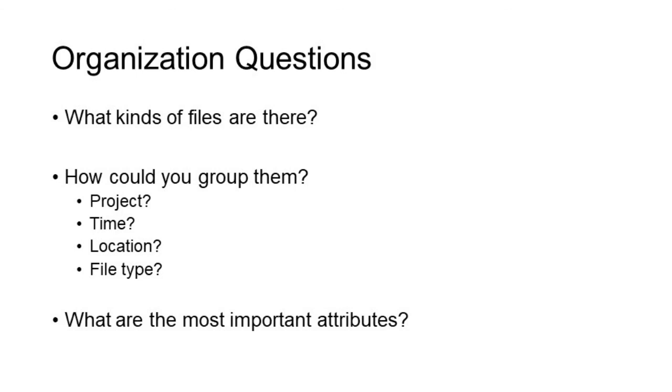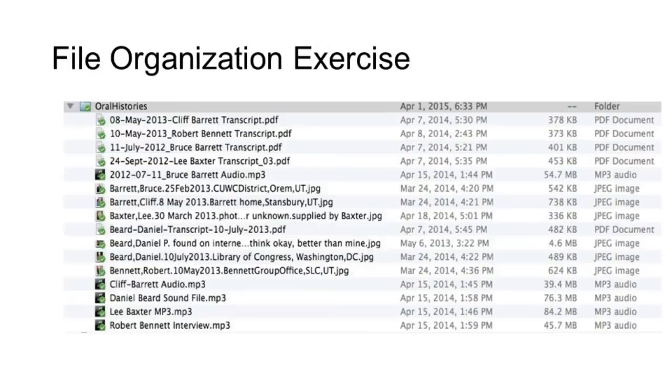When thinking about how to organize your data, ask yourself, what kinds of files do I have? It's a good idea to go back to the data inventory you created when writing your data management plan because it describes the type of data you're going to collect and lists any other research outputs. How can I group these things? Of these attributes, what are the most important ones? You'll base your folder structure on the answers to these questions.